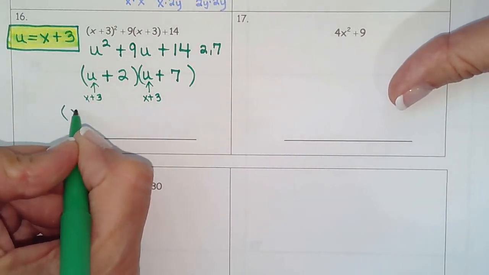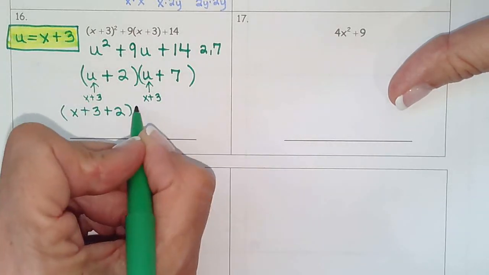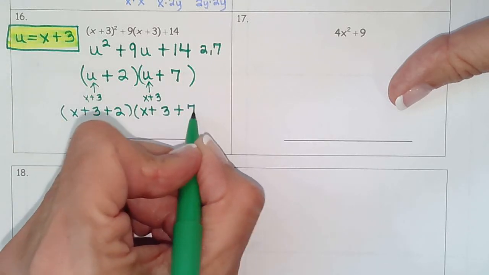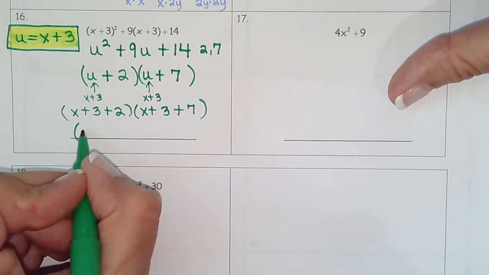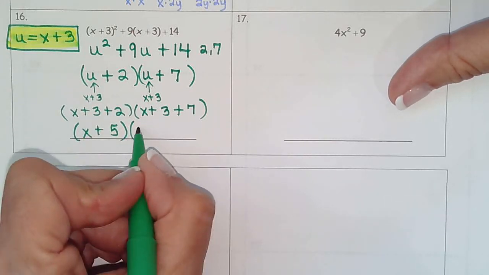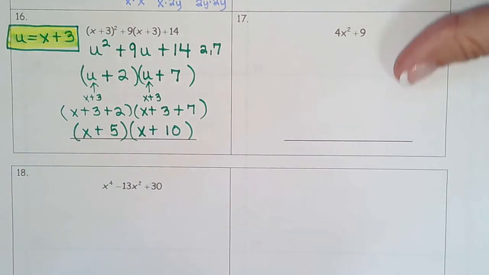So our first parenthesis is going to be x plus 3 plus 2. Our second parenthesis is going to be x plus 3 plus 7. Combine like terms and you are done. So 3 plus 2, 5. 3 plus 7, 10. Boom, finished.